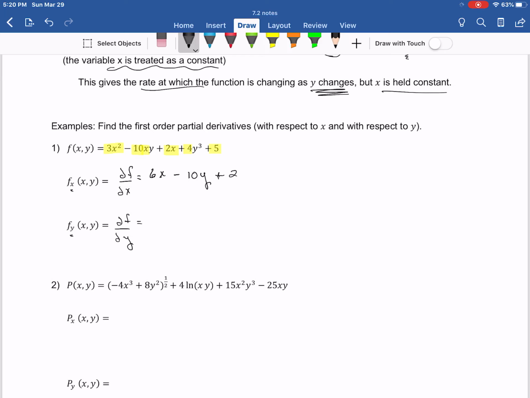So differentiation with respect to y. The derivative of the first term is 0, because it's all constants. The derivative of the second term, remember x is a constant, with respect to y is going to give you negative 10x. The derivative of 2x, that's 0, because it's all a constant. The derivative of 4y cubed, y is your variable, so we get 12y squared. The derivative of plus 5, that's a constant, you get 0 from that. So that takes care of that example.